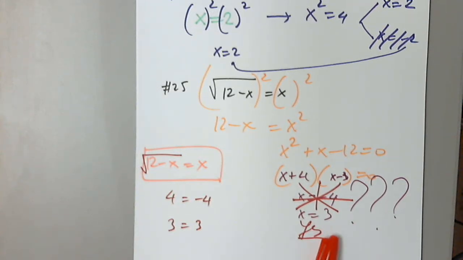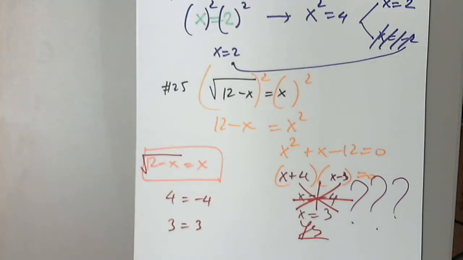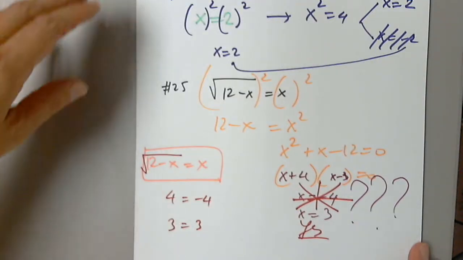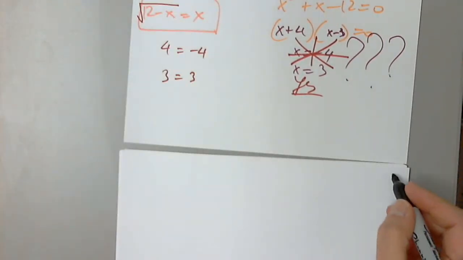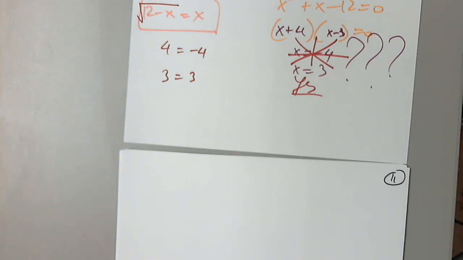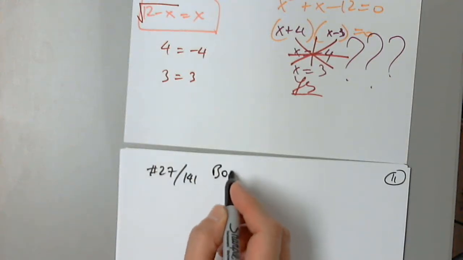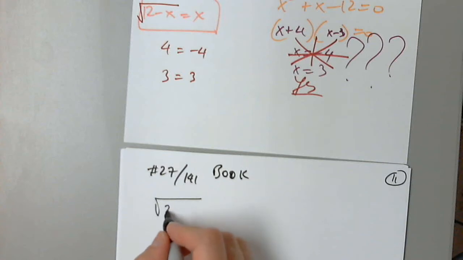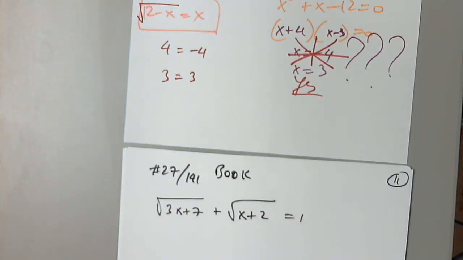It works. 3 works. Okay, I know we have 7 minutes left, so let's choose a 2 radical equation. Ready? And then we'll probably have to stop after that. Okay, so 27, still on page 141 from the book. And we have the square root of 3x plus 7 plus the square root of x plus 2 equals 1.